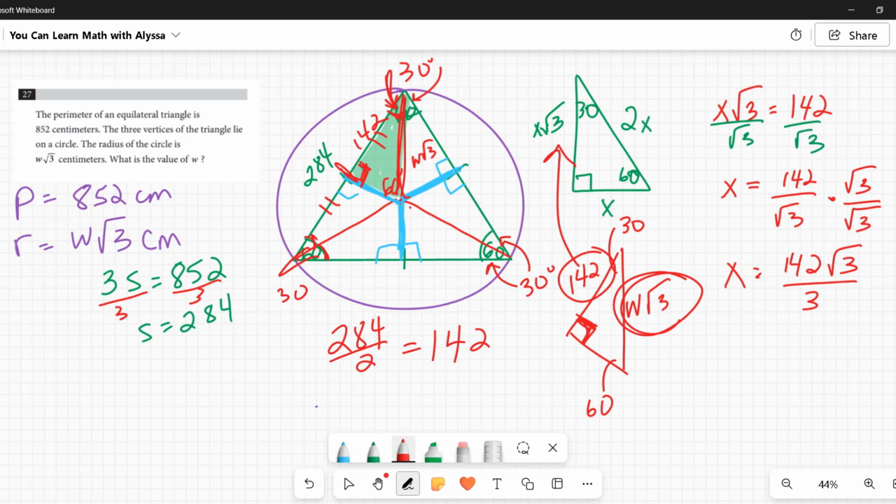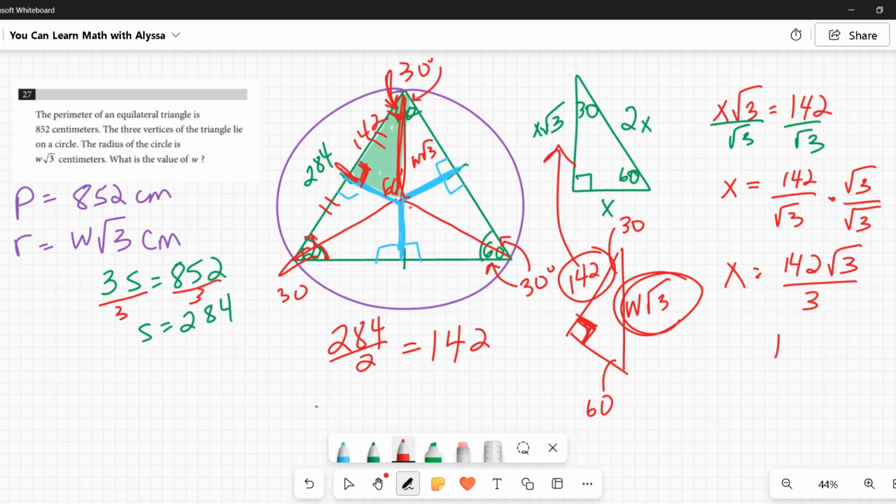Does 3 go into 142? It doesn't. A quick little way to check is to add up the digits that make up the number: 1 plus 4 plus 2. That's 7. Is 7 divisible by 3? No, so the whole big number is not. So I can't simplify this any further. It is what it is.